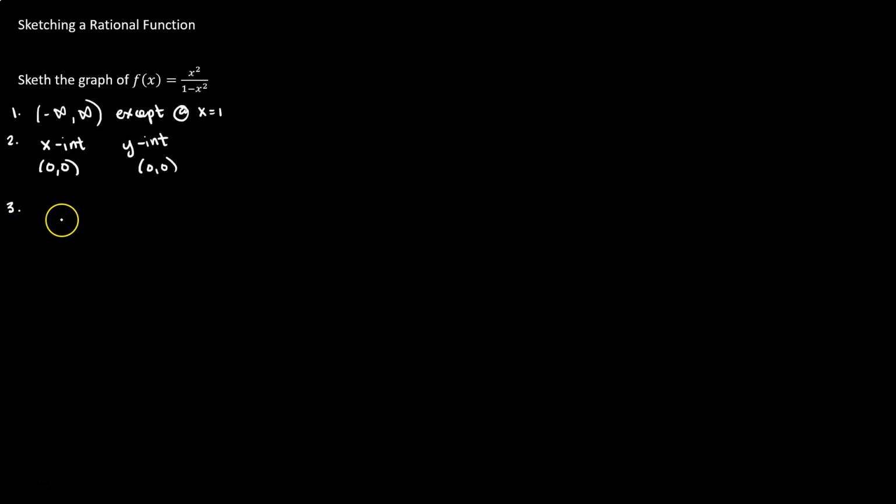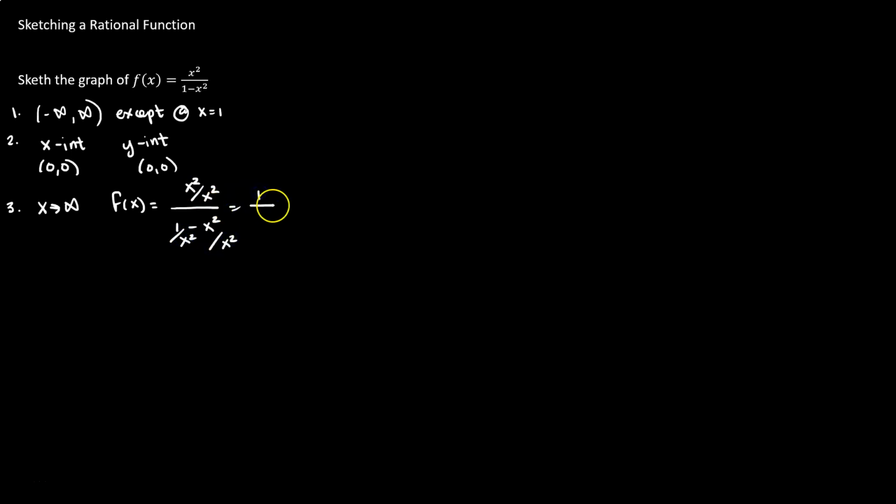Step 3 was finding the end behavior. So we're going to do the limit as x goes to positive infinity. For sake of space, I'm just going to rewrite that as x goes to positive infinity. Our function, well, we need to use that trick that we use. Find the highest degree term, divide every term by it. So looking at our denominator, the highest degree term is x squared. So we'll divide every term by x squared.